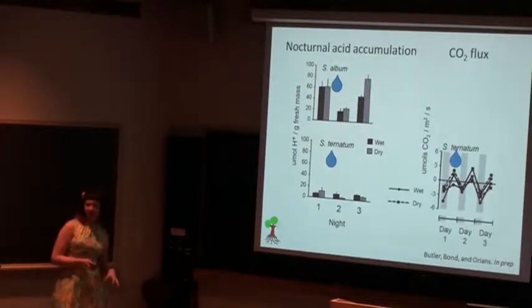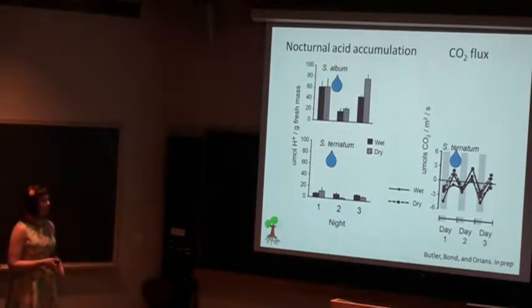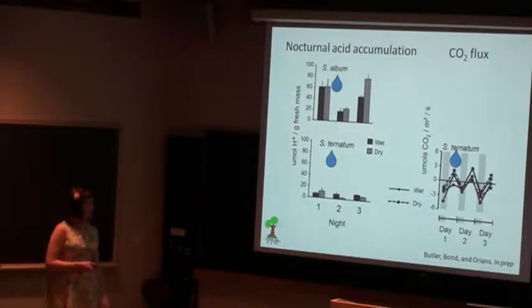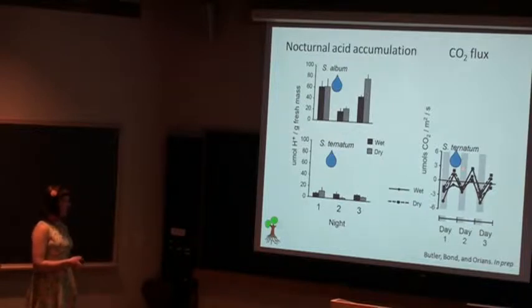Now adding the carbon dioxide layer on here. And what we're looking at here, each line is an individual plant of sedum tornatum, and the gray shading indicates nighttime. This plant is exhibiting very classic C3. So during the day, here in white, the plant is taking up CO2, and at night, it's releasing CO2.